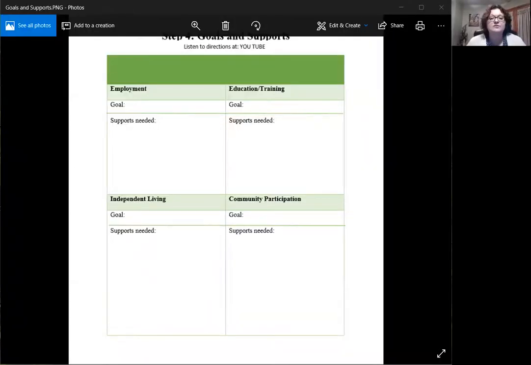And I realize transition goals typically are in 3 key areas. But there is an additional one in this process because sometimes we have to think about the life beyond the employment. And we have to think about maybe community activities and involvement in the community. And while that's often a part of independent living, what I have done in this is actually separate it out so that you can see and really think about where this student is going to participate in the community.